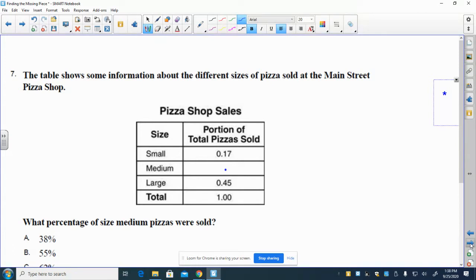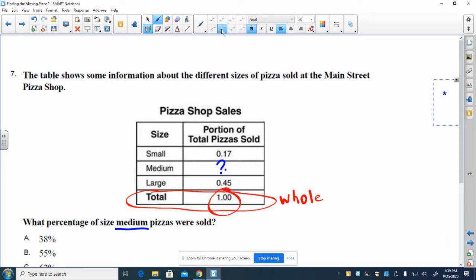What percentage of size medium pizzas were sold? We see here it is asking us about the medium, and that's what we did not know. Let's go through and look at this for the parts and the whole. What jumps out to me in that table when I first look at it is total. Well, total is everything all together, which is the whole. When you put everything together, you get 1.